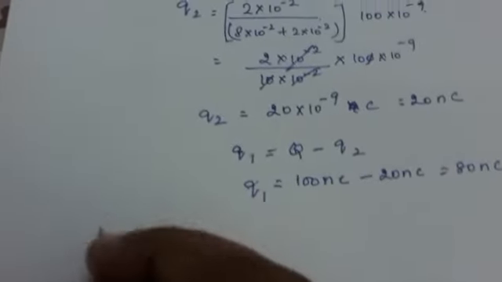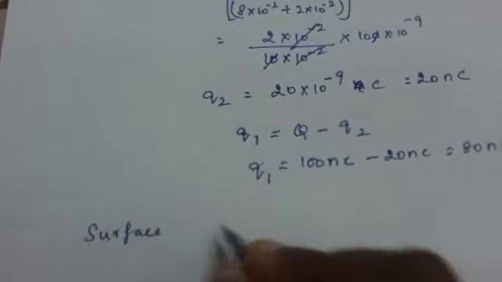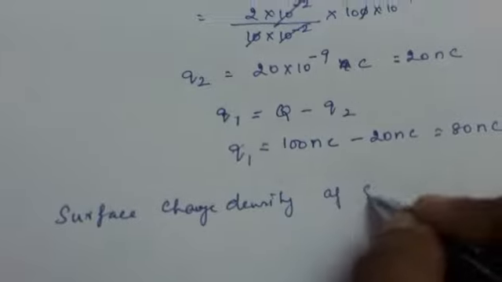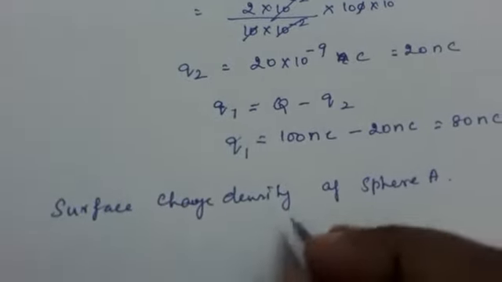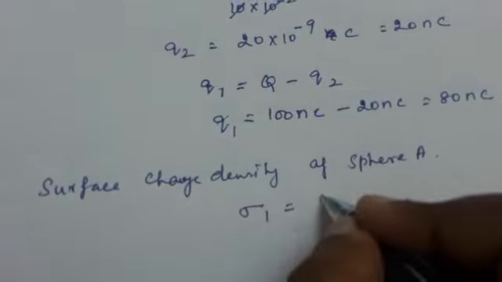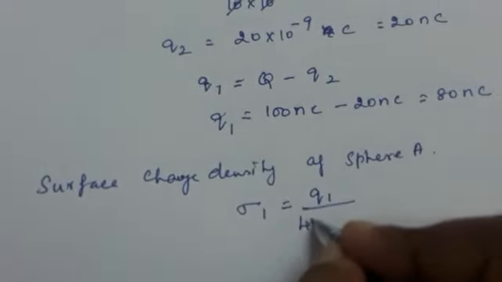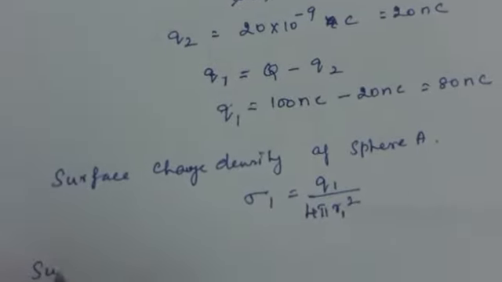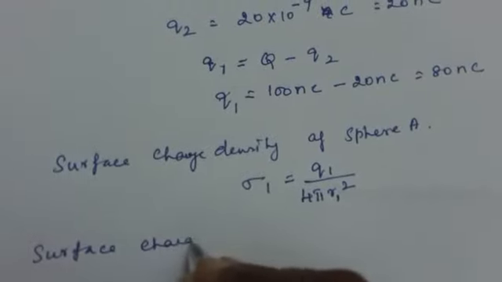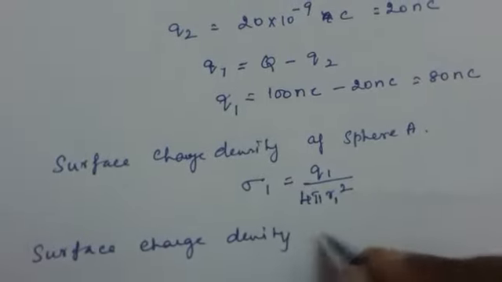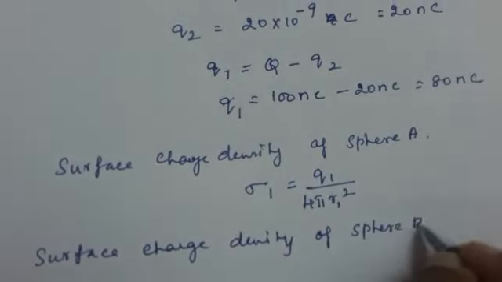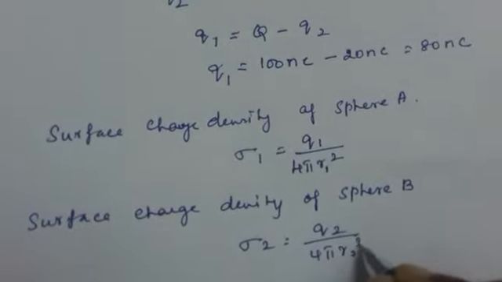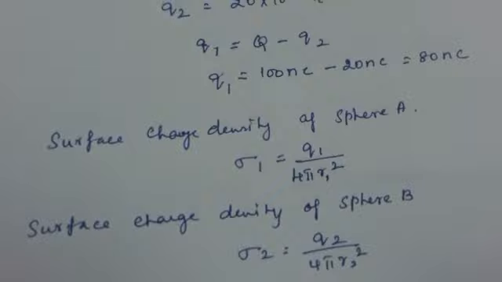Now we have to go for finding the surface charge density. Now we can write surface charge density of sphere A. That is sigma 1. Sigma 1 is equal to charge by area. Here it is a sphere, so the area is 4 pi r square. Here it is r1 square. Now surface charge density of sphere B, that is sigma 2. Sigma 2 is equal to Q2 by 4 pi r2 square.